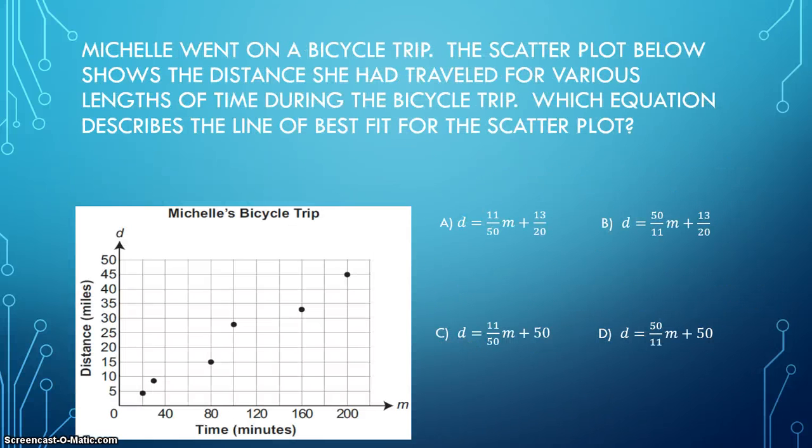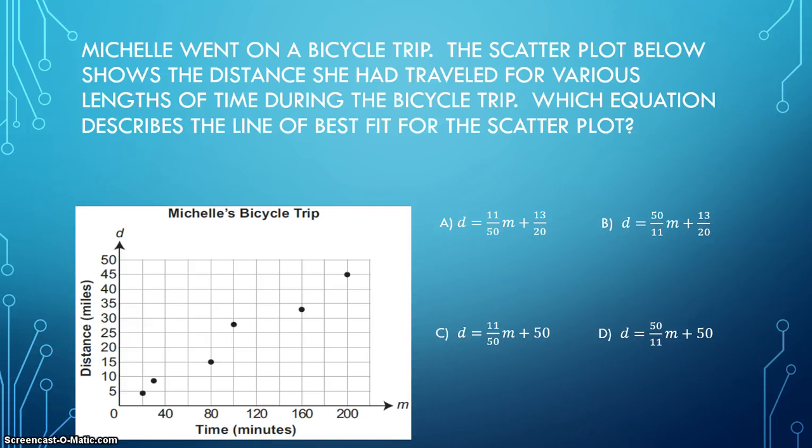Alright, so right over here, this is another example of what might happen. Michelle went on a bicycle trip. The scatter plot below shows the distance she had traveled over various lengths of the duration of the bicycle trip. Which equation describes the line of best fit for the scatter plot? As you can see, we have the scatter plot to the left. The x-axis is time in minutes. The y-axis is distance in miles. And we see the title is Michelle's bicycle trip.